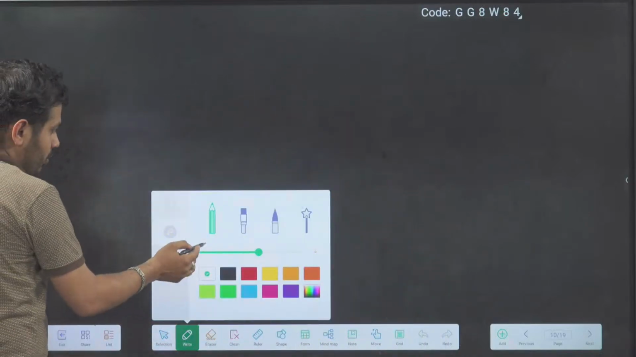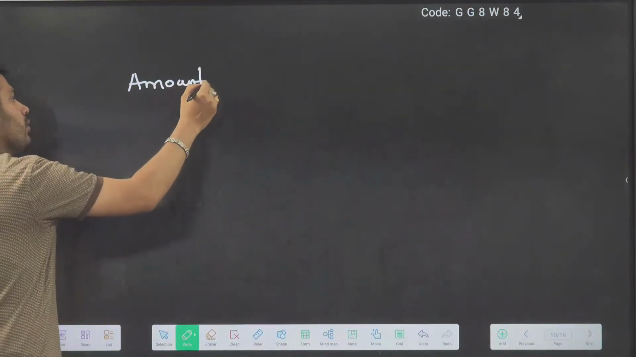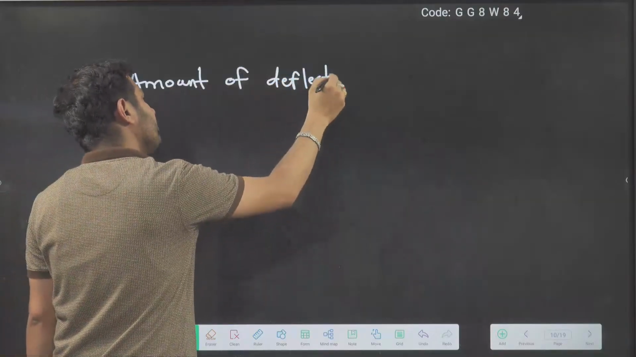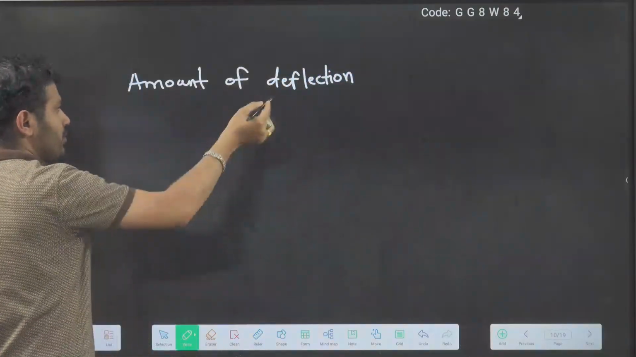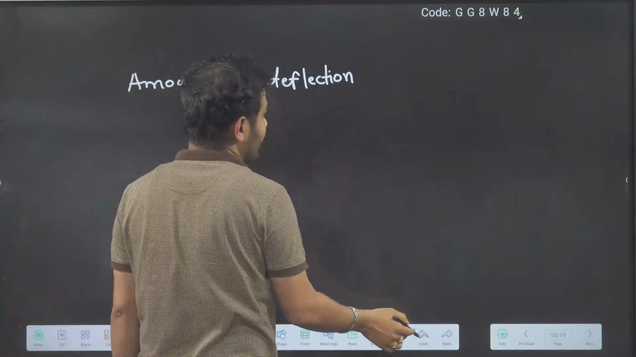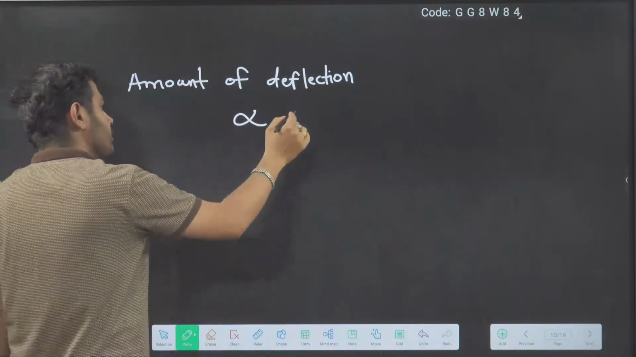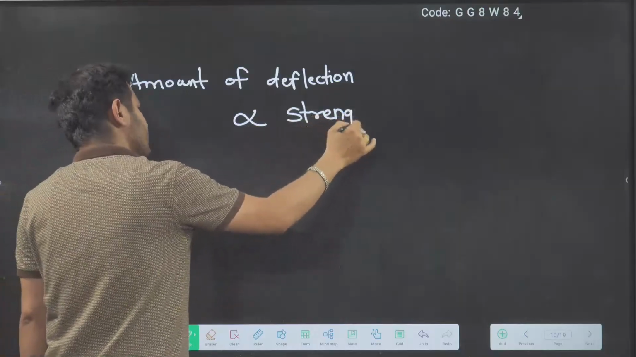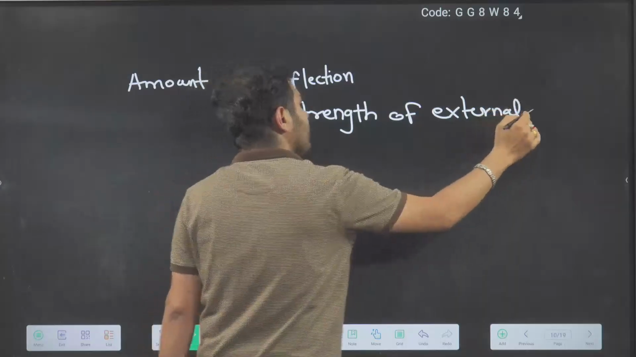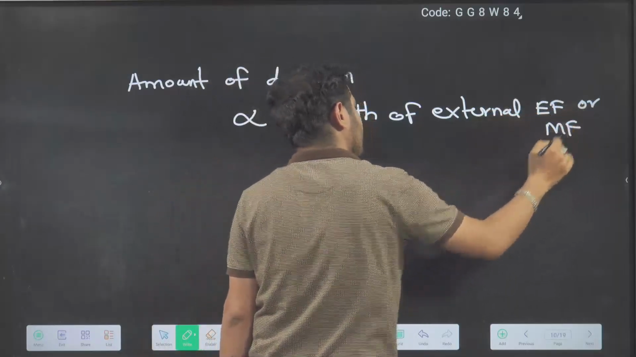So if I talk about the amount of deflection, this depends on three parameters. The amount of deflection is directly proportional to the strength of the external electric field or magnetic field.